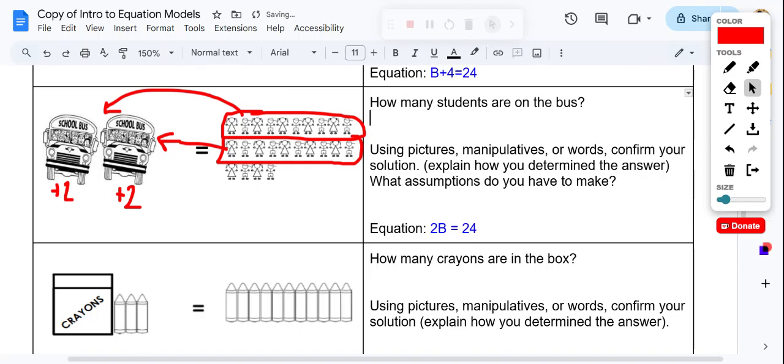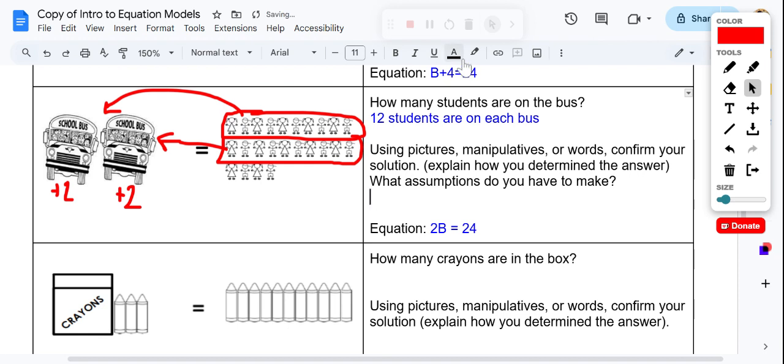So we're going to write that up here. "12 students are on each bus." When you're writing your answer, please make sure you're putting your units. You're not just putting 12, but you're putting 12 students. Using pictures, manipulatives, or words, we're going to explain our solution. If you drew a picture, something like this, you can put that in there. Don't put my picture, put your picture.